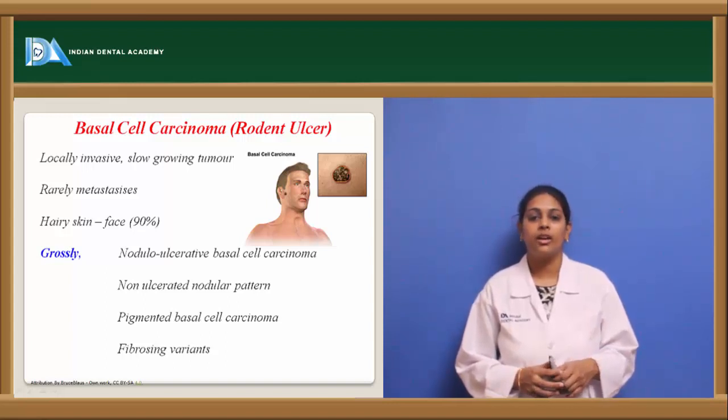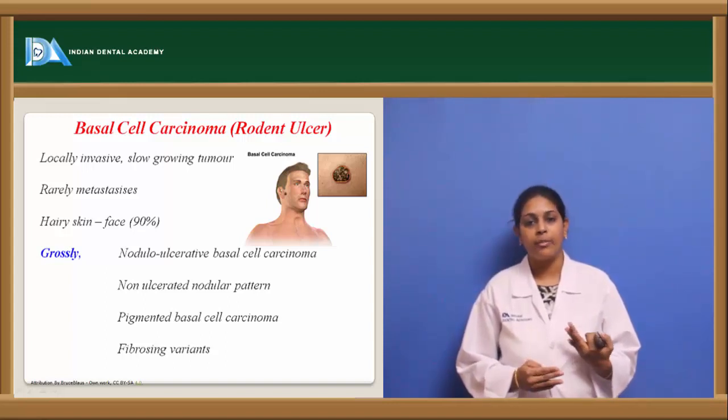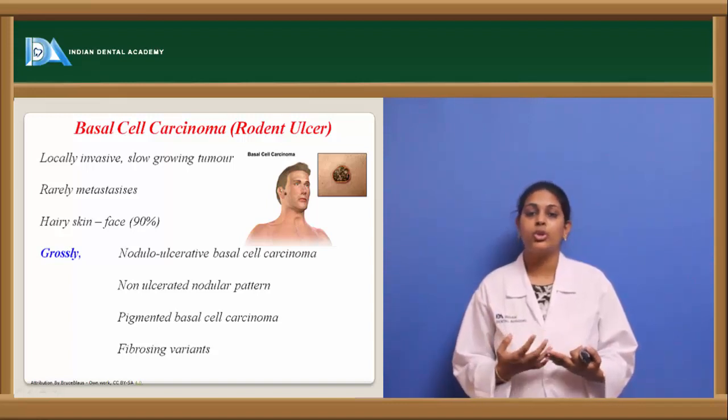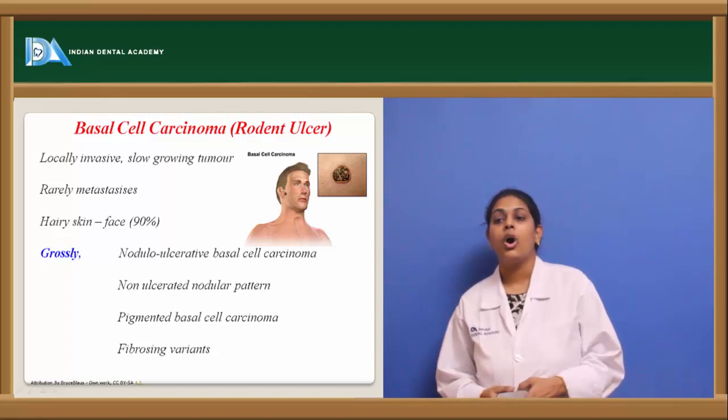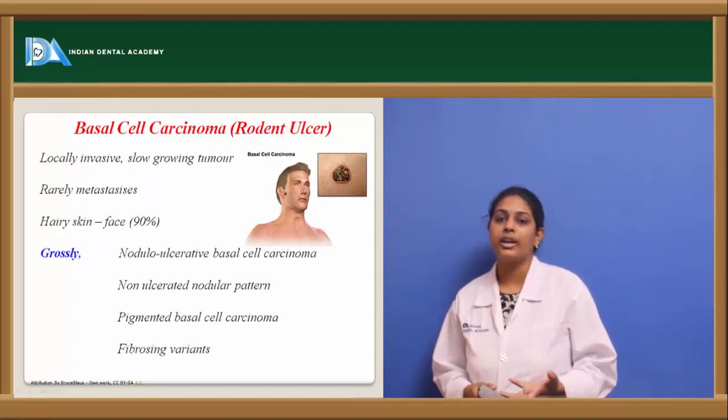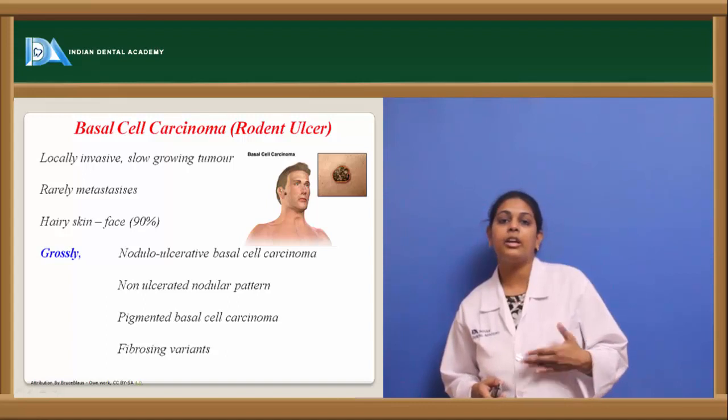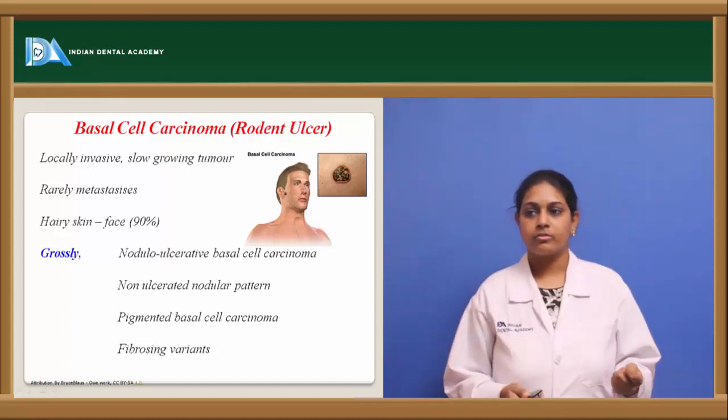they can also show a pigmented type, based on the expression of melanin pigment due to exposure to the sun. They might result in a pigmented type of basal cell carcinoma, or it might also be a fibrosing variant, that is, the normal epithelium being replaced by fibrous tissue.